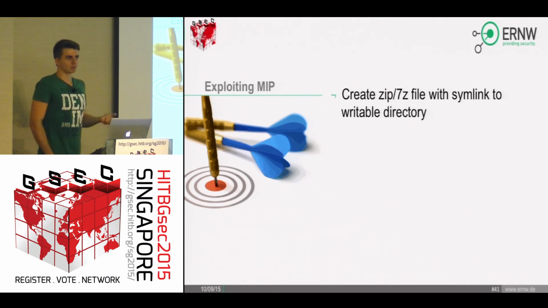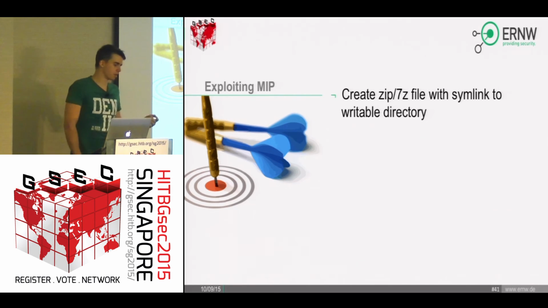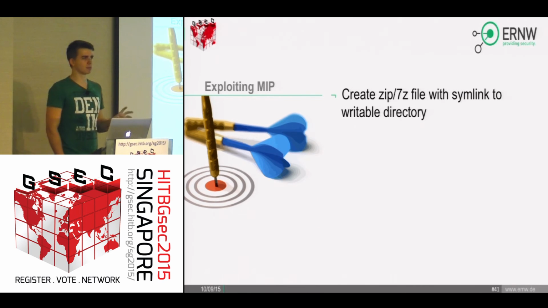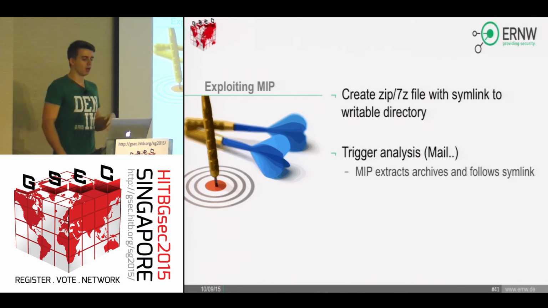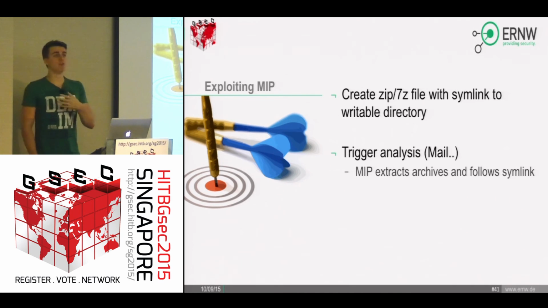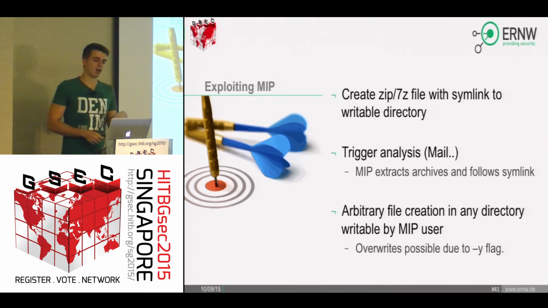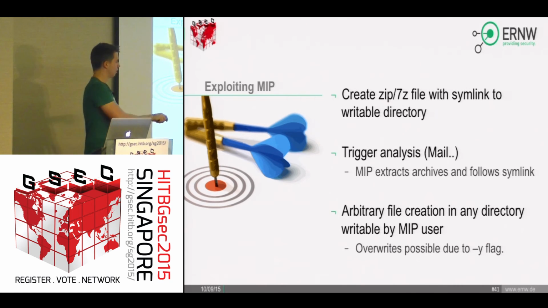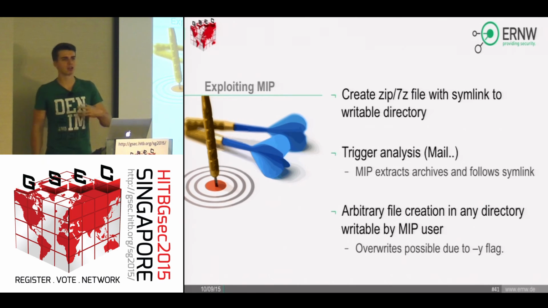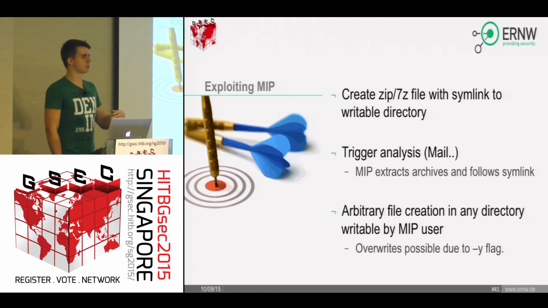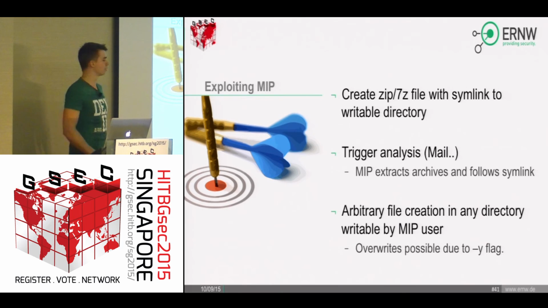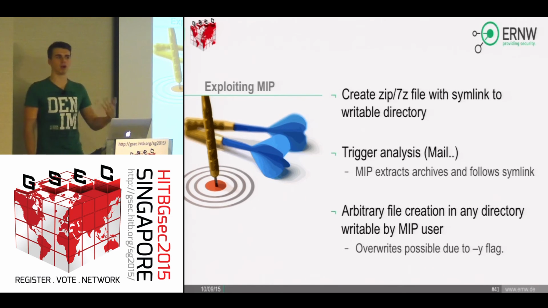This bug wasn't fixed in the appliance, or they didn't know about it. And this already allows us, if we create a zip file or 7-zip file with a symlink to a writable directory, and then trigger analysis again, the MIP will extract the archive, follow the symlink, and allow us arbitrary file creation in any directory that's writable to the MIP user. You can also do file overrides, because interestingly, they passed a -y flag to 7-zip. Normally it would print out a warning that it doesn't want to overwrite a file and you have to manually agree, but due to this flag, you can just overwrite any writable file.